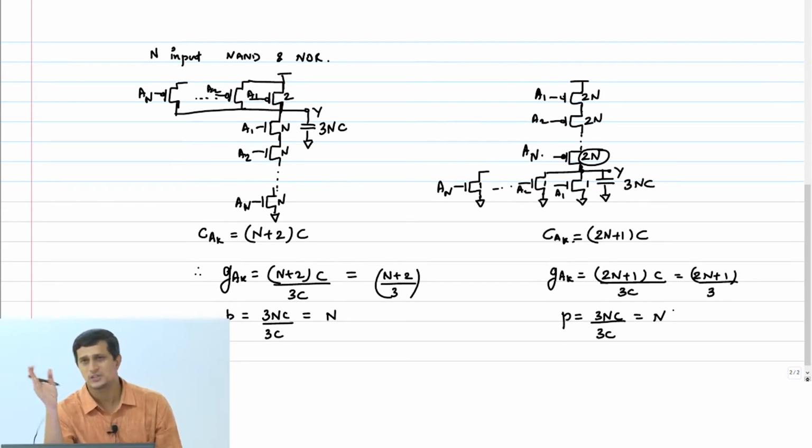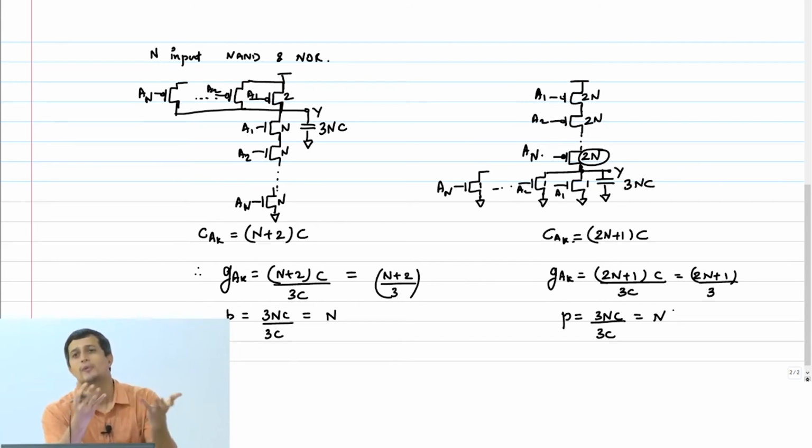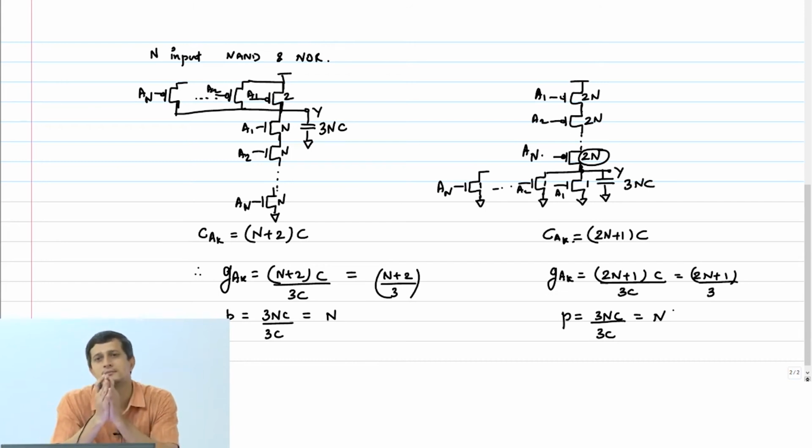Clearly, it is much worse to stack transistors on the PMOS rather than on the NMOS, because the logical effort is now going up as (2n+1)/3. Again, what does this logical effort mean? It means that in order to achieve the same resistance, I need to pay a higher price in the input capacitance. This (2n+1)/3 compared to (n+2)/3 of the NANDs tells me that I need to pay a higher price on the input capacitance for NORs compared to NANDs in order to achieve the same resistance, right? And thereby the similar delay of charging a load capacitance.